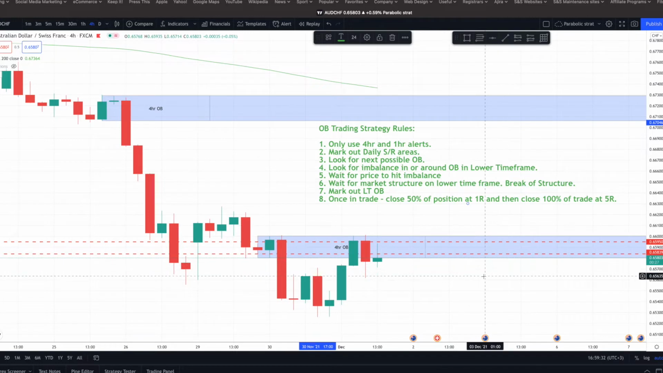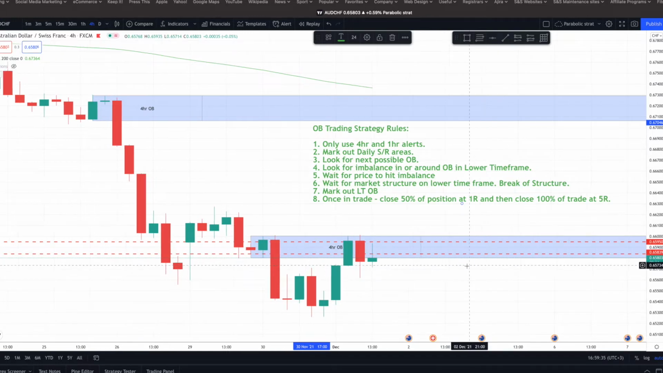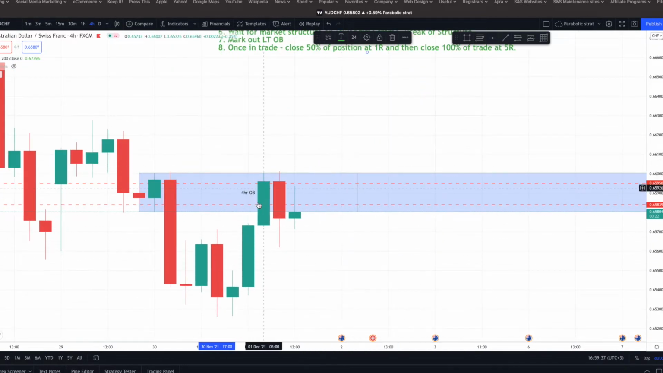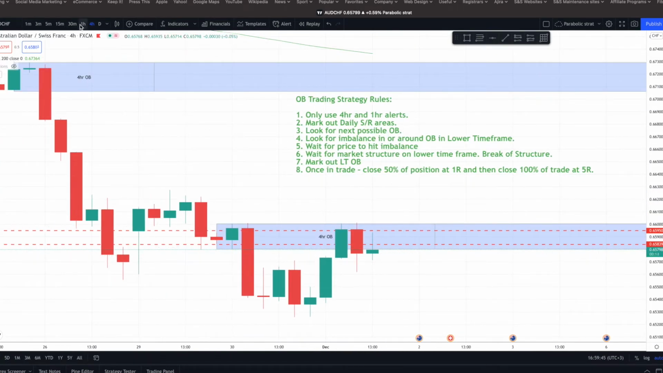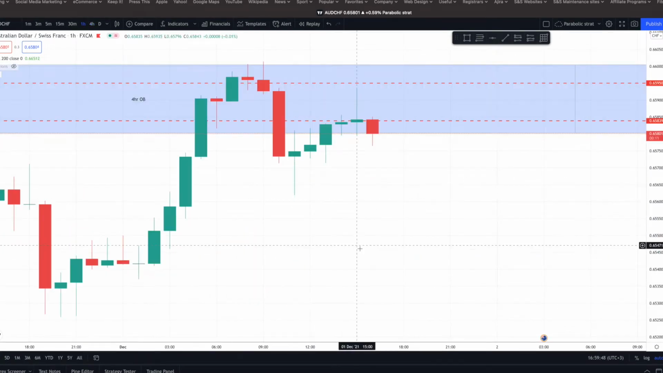Once I've done that, I will look for imbalance in or around the OB. So in and around this OB, and it would be the start of this OB. In this area here, I'll start looking on lower time frames for any imbalances that price might be looking at coming back to.